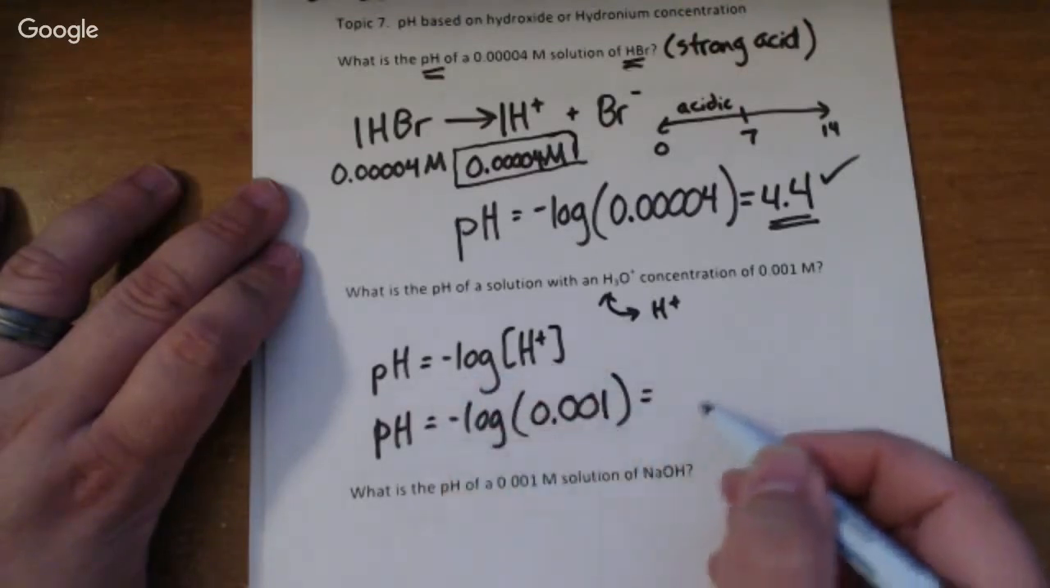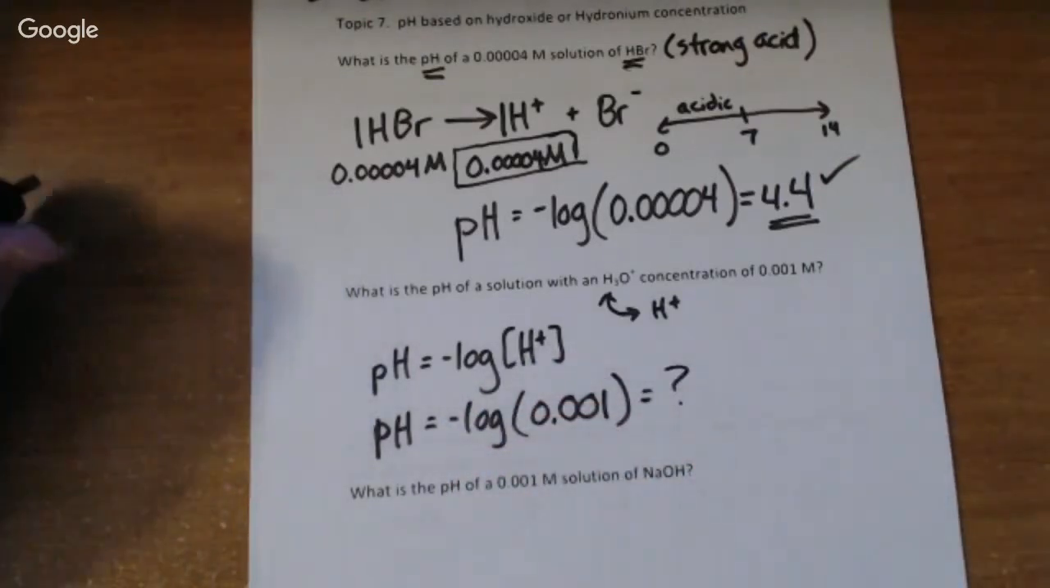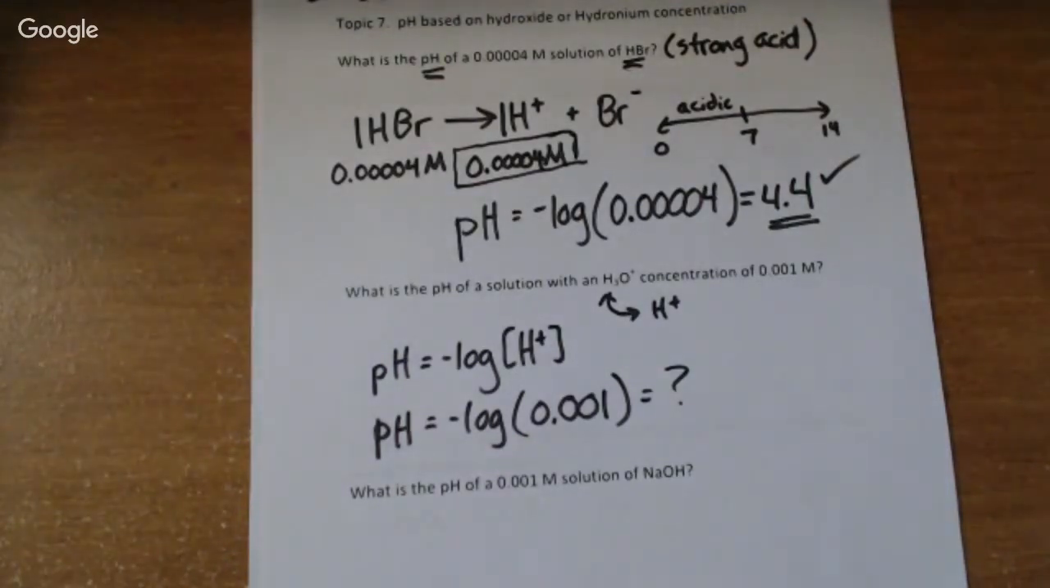Somebody go ahead and tap this out on your calculator if you've got it, and let me know what you get for your final pH. What should be the pH of this solution? And when you get it, is it acidic or basic? So again, the question, type it into your calculator, see what you get for a pH, and is that pH acidic or basic?